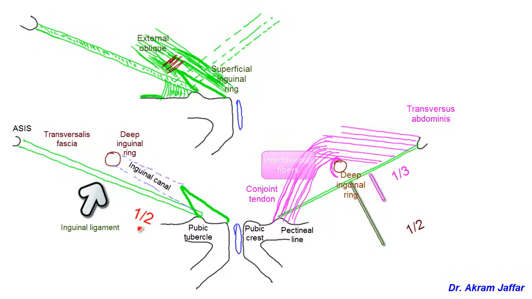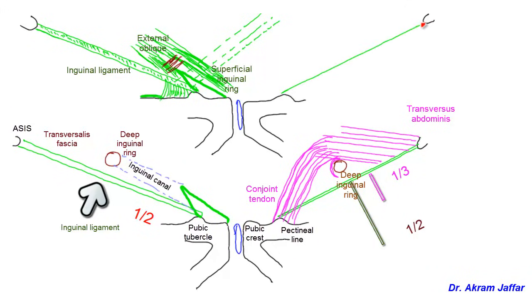Now let's deal with the other layer that contributes to the formation of the inguinal canal, and that is the layer that is formed by the internal oblique muscle. Again, I'm going to draw the inguinal ligament. This is the inguinal ligament extending from the pubic tubercle to the anterior superior iliac spine. Apart from transversus abdominis muscle, the inguinal ligament provides attachment for another muscle, which is the internal oblique muscle.